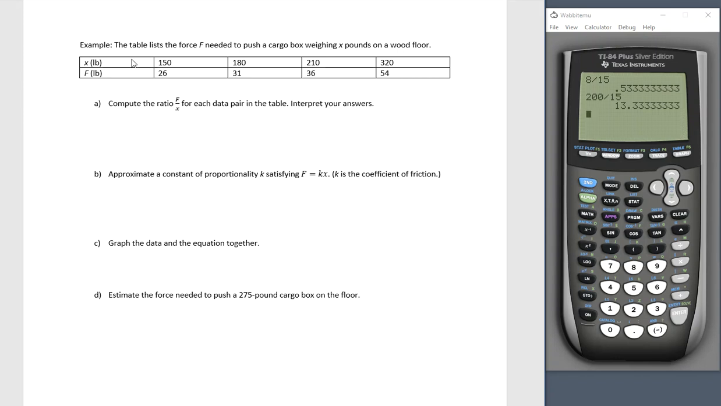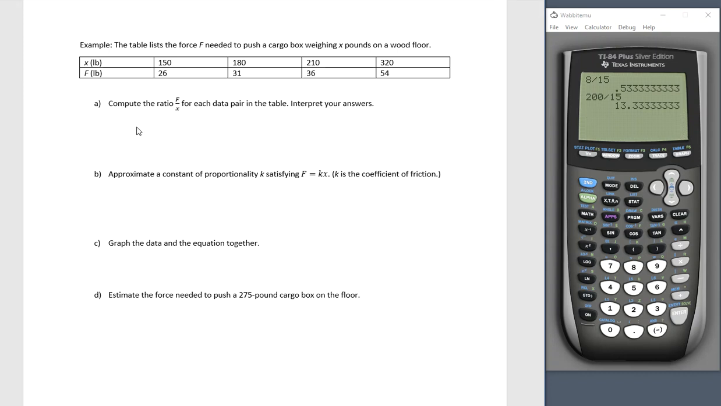All right, here we go. The table lists the force F needed to push a cargo box weighing X pounds on a wood floor. So I have the box on top and I'm pushing against it on the bottom. We want to compute the ratio for each data pair in the table. Interpret your answers.